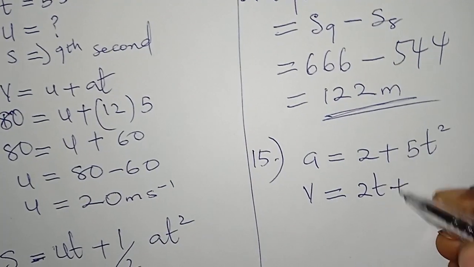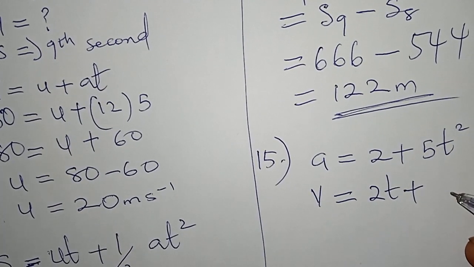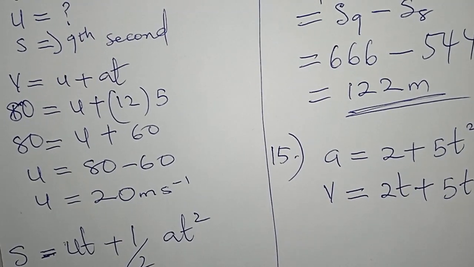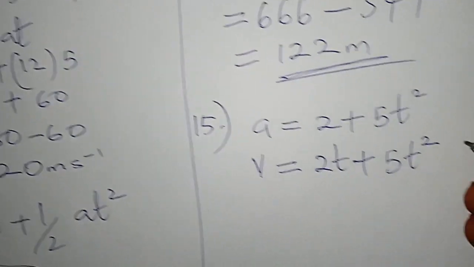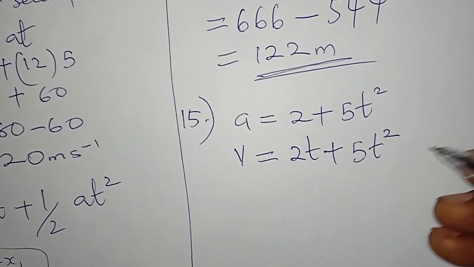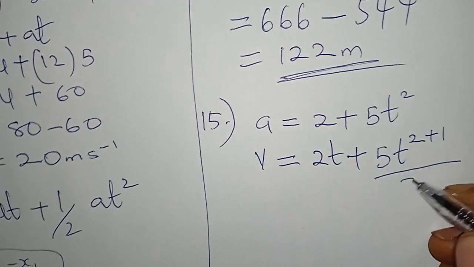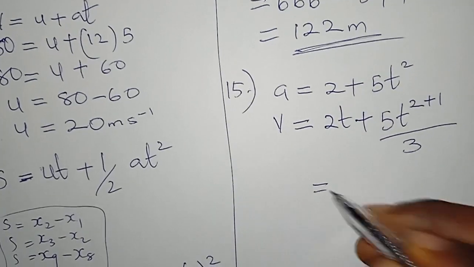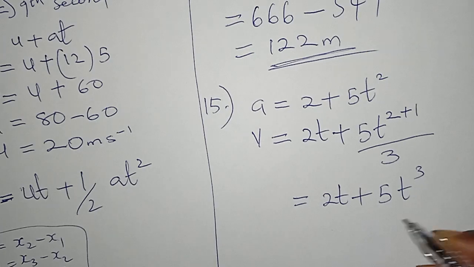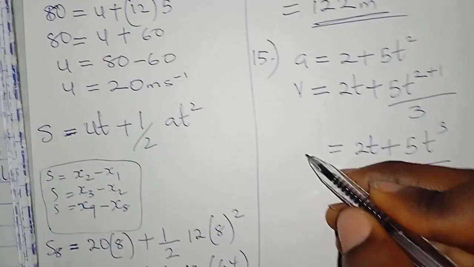So plus, notice that integration is the opposite of differentiation. I have 5t square. So the rule is simply, in differentiation you multiply before you subtract, but in integration you add, then you divide with the new power. So this is now 2t plus 5t cube all over 3. So this is what you have for v.